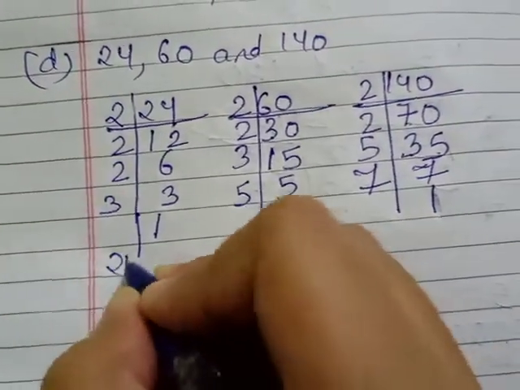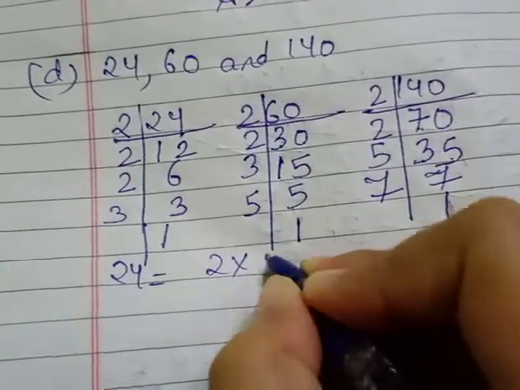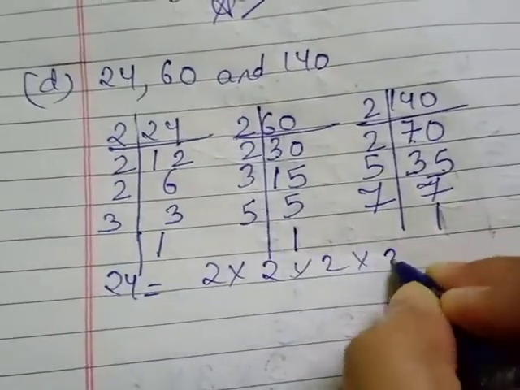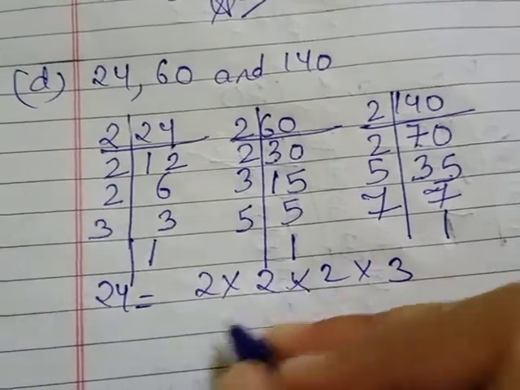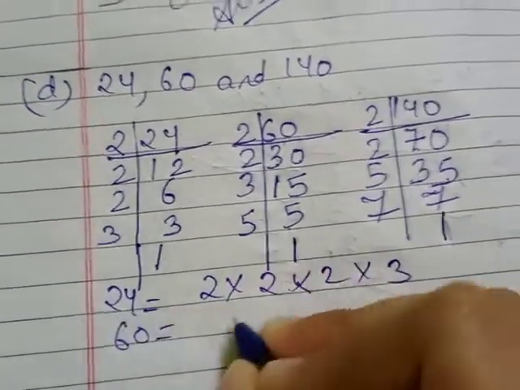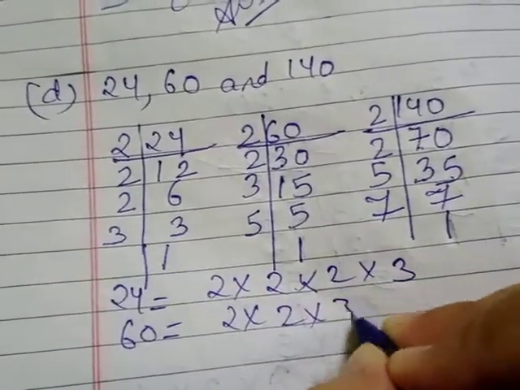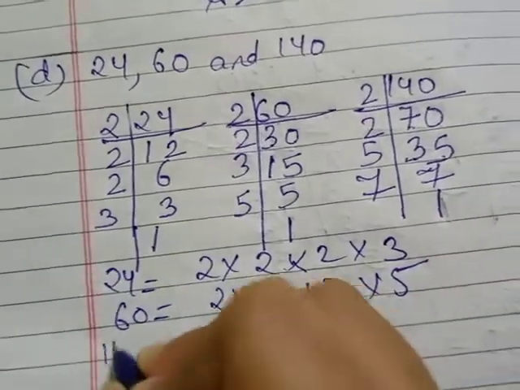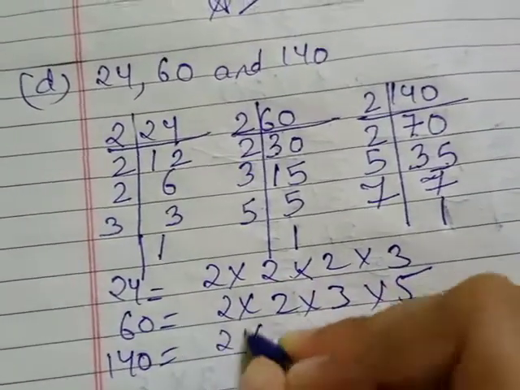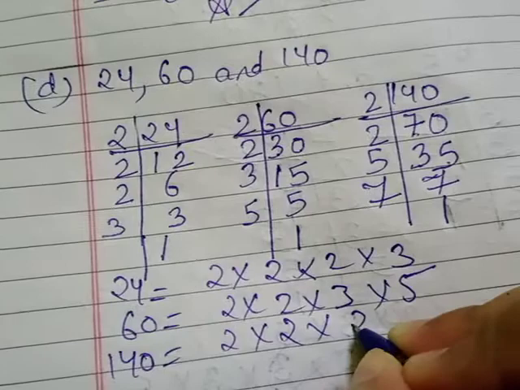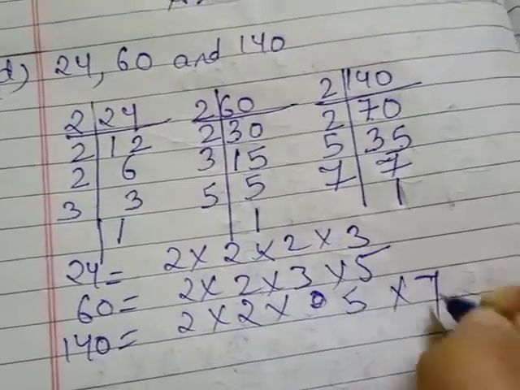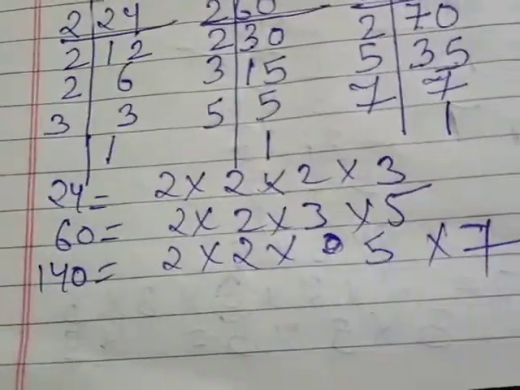After this, we will write the prime factors separately. Like this, I have written the prime factors of 24. Then 60, what are the prime factors? We will write those also. What are the prime factors of 140? We will write those factors also. Now we have to see the common factors.